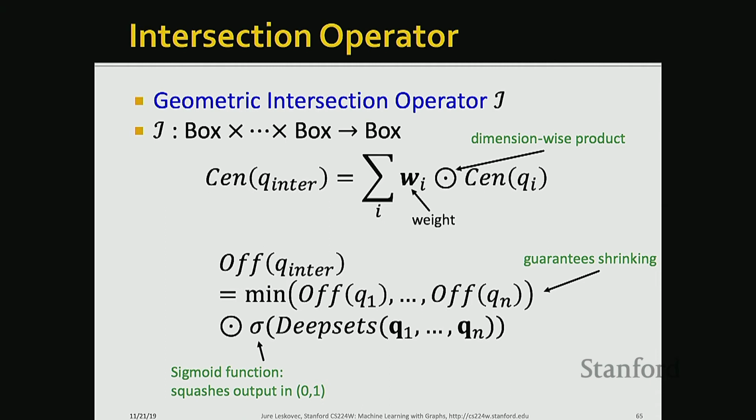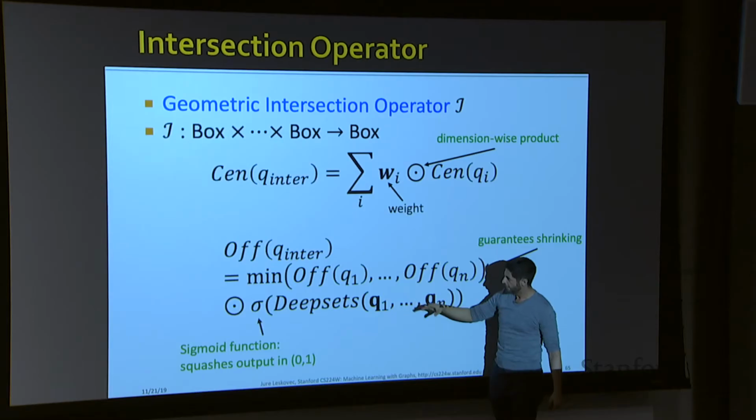There is a bit more happening under the hood, but ideally we are going to have a dimension-wise product between the centers, and we're going to learn a set of weights. These weights are going to be learned, and they will tell us which components of the center should be taken into account when we do the translation, and which components count less. At the same time, we want to guarantee the shrinking of our boxes, right? We want to make them smaller. So what we do here is take basically the smallest component per offset among all the boxes, and then apply it to our new box.